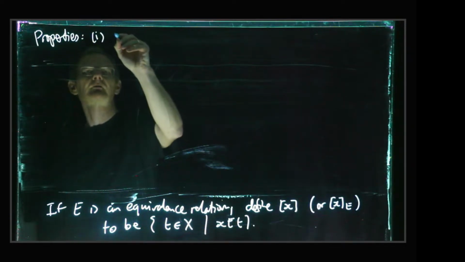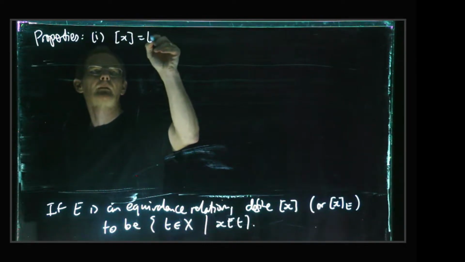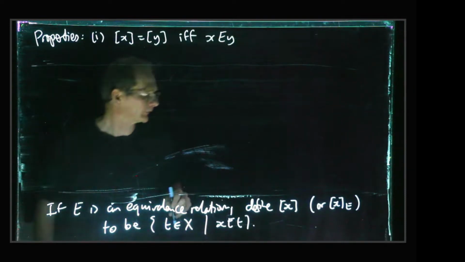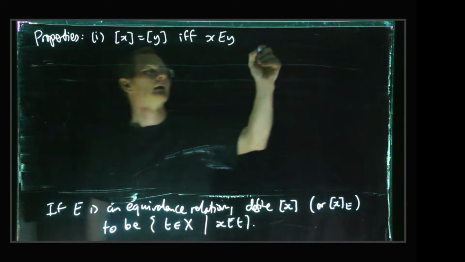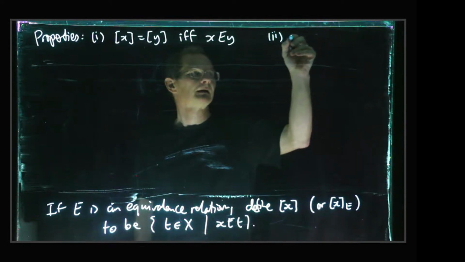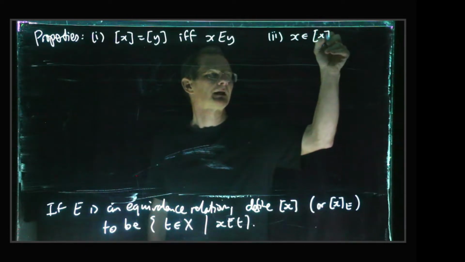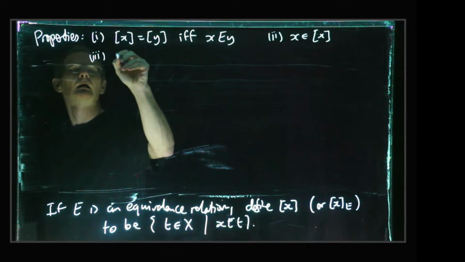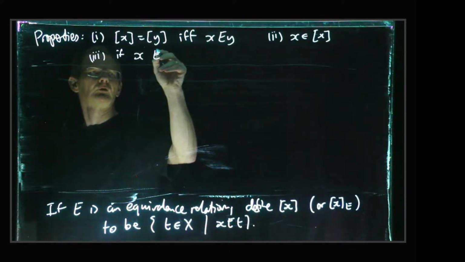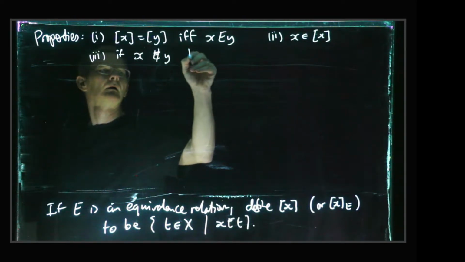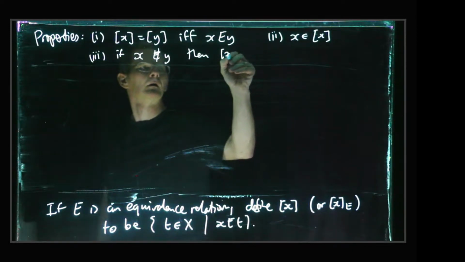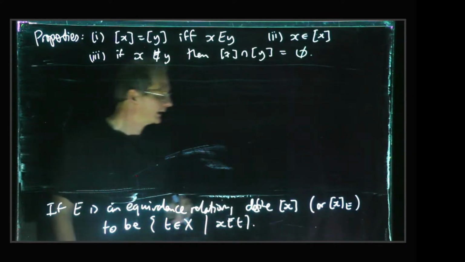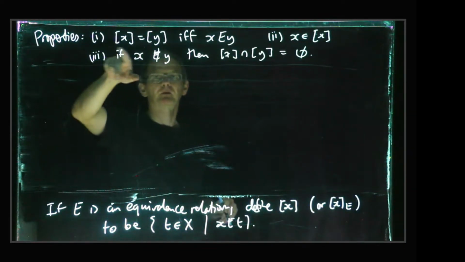First key property is that square bracket x is equal to square bracket y if and only if x and y are related according to our equivalence relation. Secondly, that x lies in square bracket x. And thirdly, if x and y are not related, then these sets are disjoint. And it's really this first statement that's the key one.